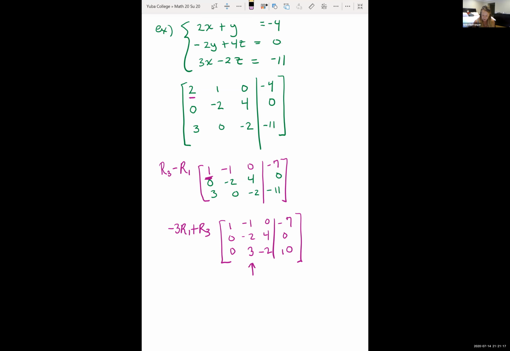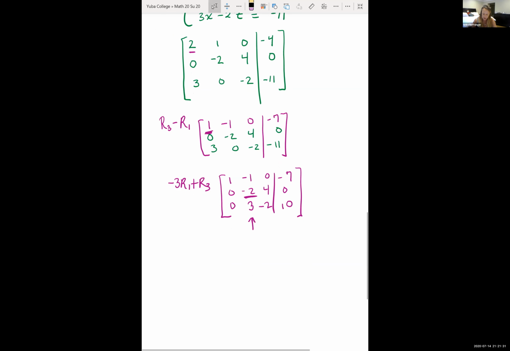So column 2, we want a 1 here. Okay, so I could sum row 3 to row 2, but I also notice that every number in row 2 is divisible by -2. So let's just multiply -1/2 times row 2. So that would give us 0, 1, -1/2 times 4 is -2, and -1/2 times 0 is 0. All the other rows stayed the same.